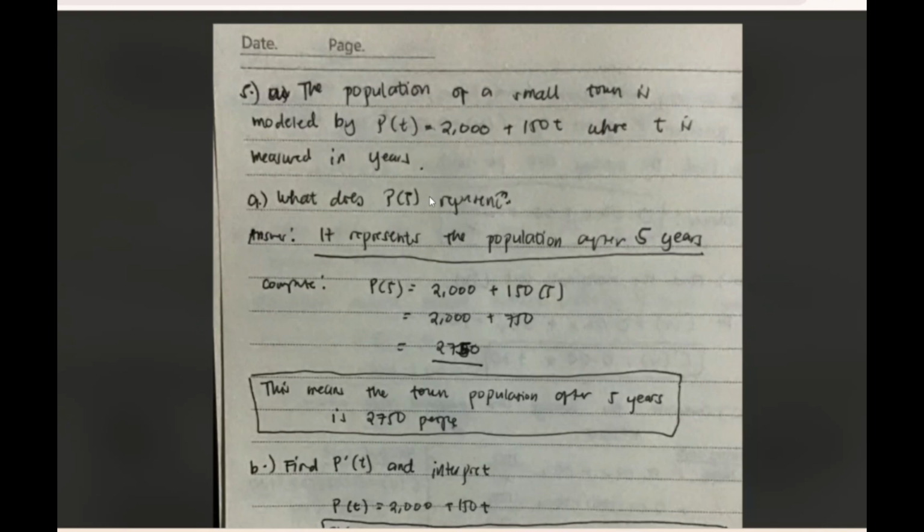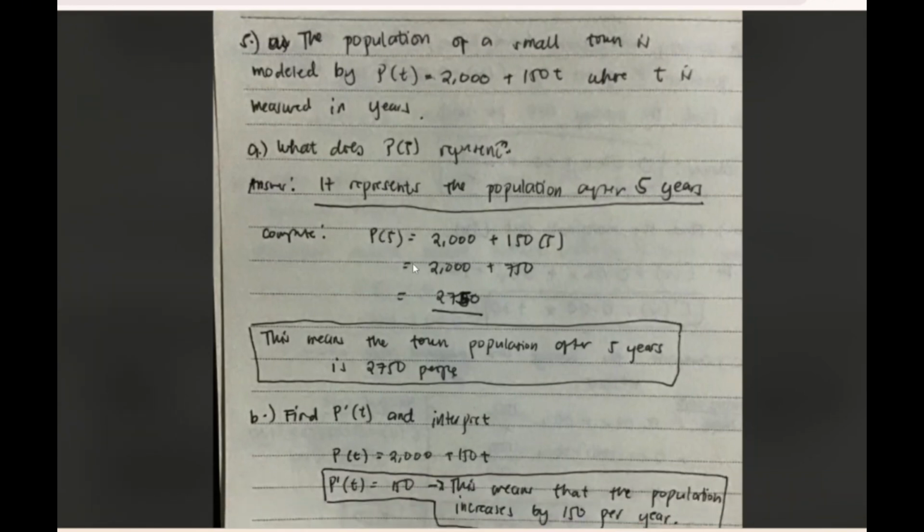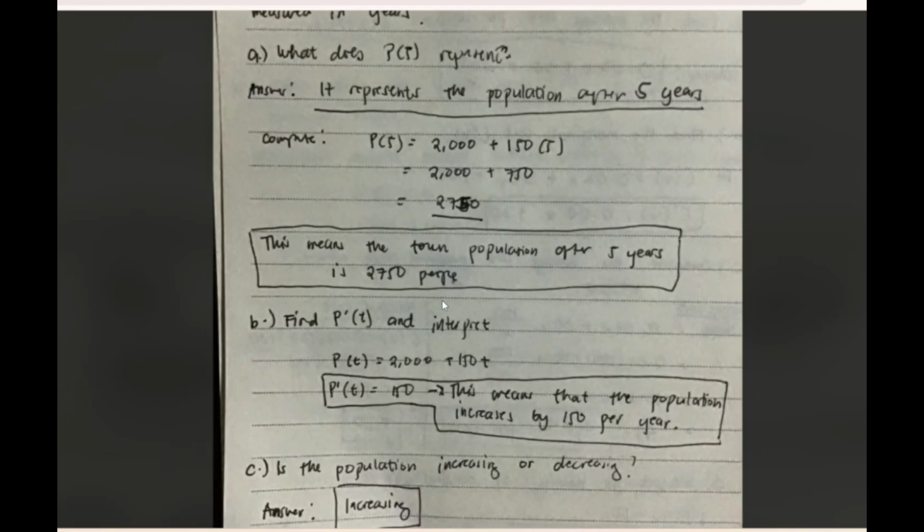Since t is measured in years, it is very understandable that P of 5 represents the population after 5 years. So let us compute it by substituting 5 into the given function. P of 5 equals 2000 plus 150 times 5. That would be 2000 plus 750, which is 2750. And this means that the town population after 5 years is 2,750 people.